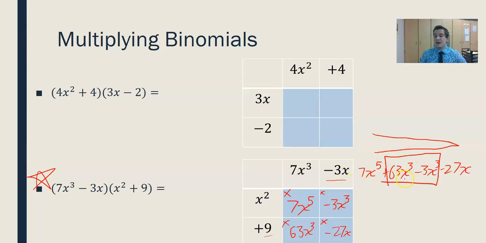Alas, there is. 63x cubed and negative 3x cubed. That makes 63 minus 3, which is 60x cubed. So I have 7x to the fifth plus 60x cubed minus 27x.